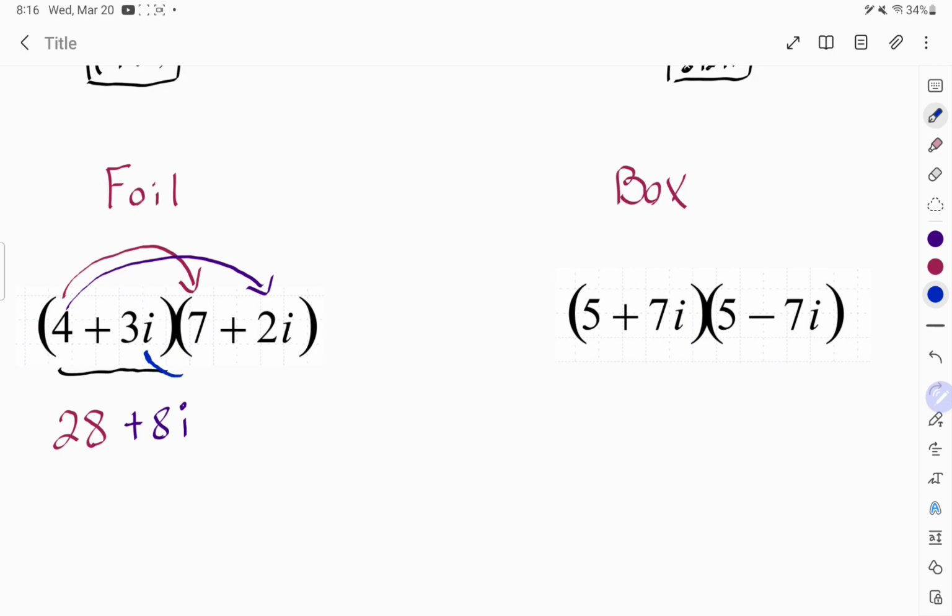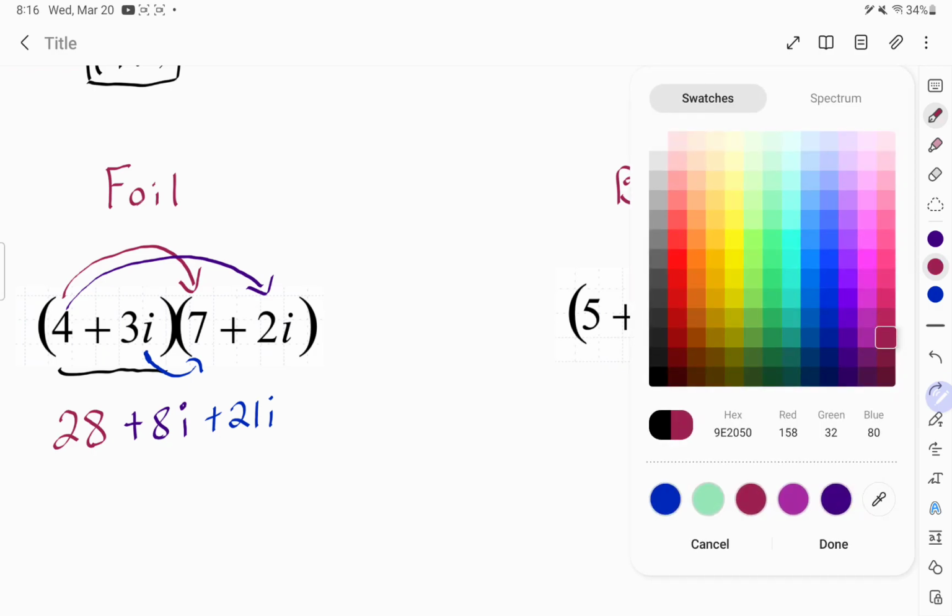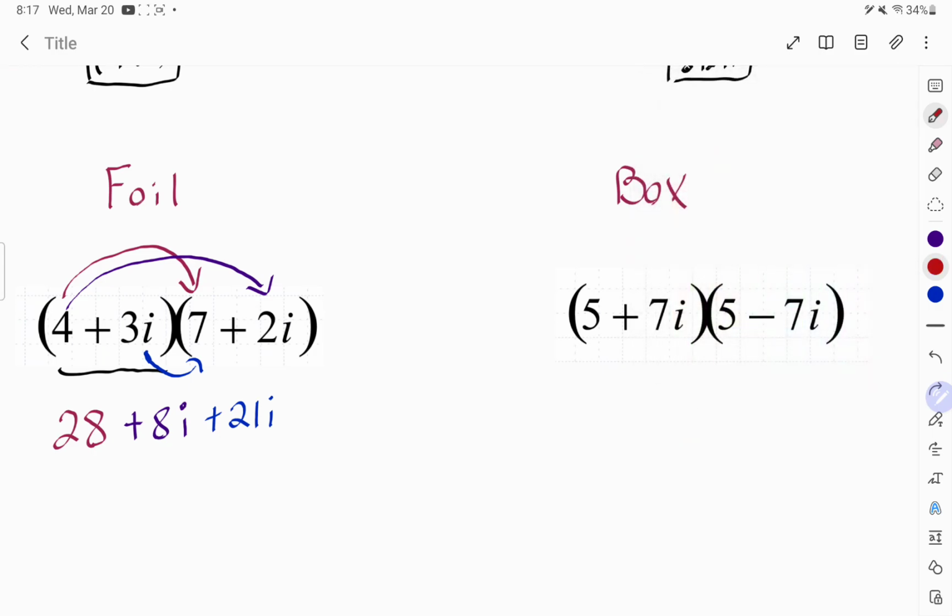The 3i is going to multiply with the 7, which is going to give me positive 21i. And then I'm going to multiply... that's the same color? Yeah, that's the same color. Let's pick a red one. Done. Okay, now we're going to pick the 3i and multiply it with the 2i, which is going to give me positive 6i. And guess what? It's not only going to be i, it's going to be i squared, because the 3 and the 2 both have an i, so it's going to be i squared at the end.